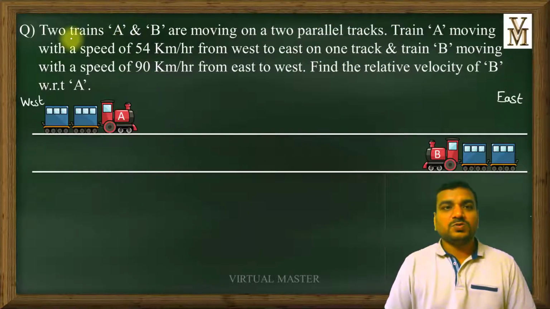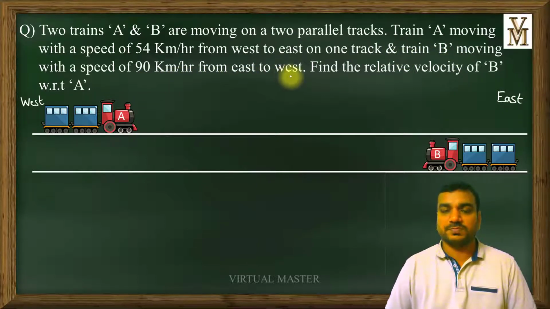The question is, two trains A and B are moving on two parallel tracks. Train A is moving with a speed of 54 km per hour from west to east on one track, and train B is moving with a speed of 90 km per hour from east to west. Find the relative velocity of B with respect to A. There are two trains moving on parallel tracks. As you can see here, there is one train A and another train B, and they are moving on parallel tracks.